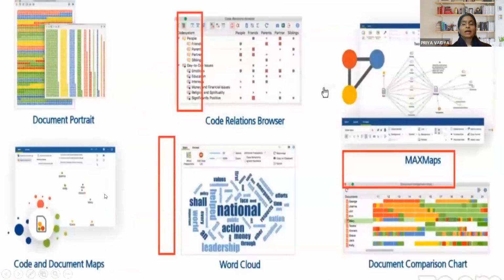Now after doing all the types of analysis, we will be having this document portrait and code relations. This type of code relations we can analyze, and this type of maps we can generate. Next, we can also create different coding maps, and we can generate the word cloud as well as the code cloud. And then we can also create the document comparison chart.